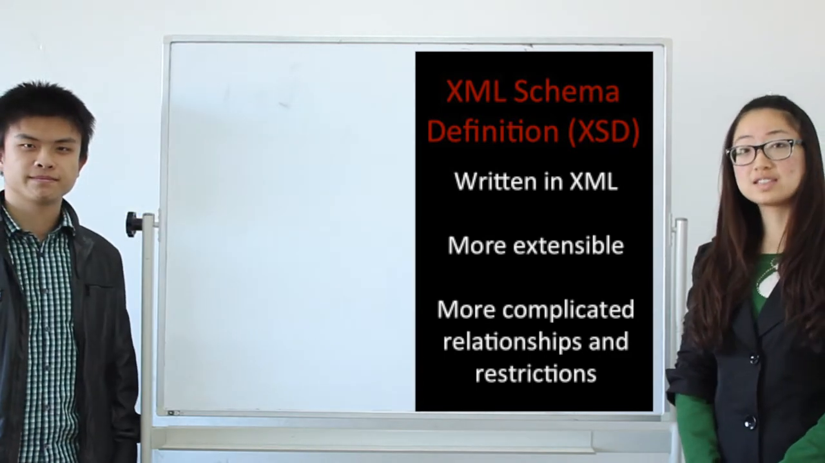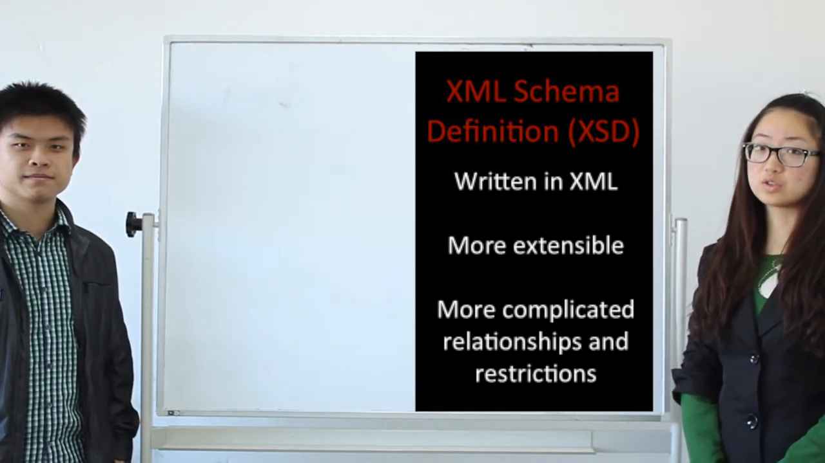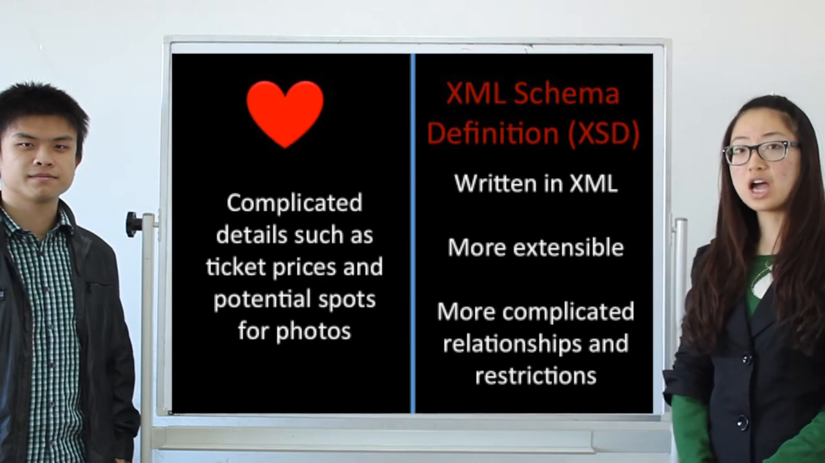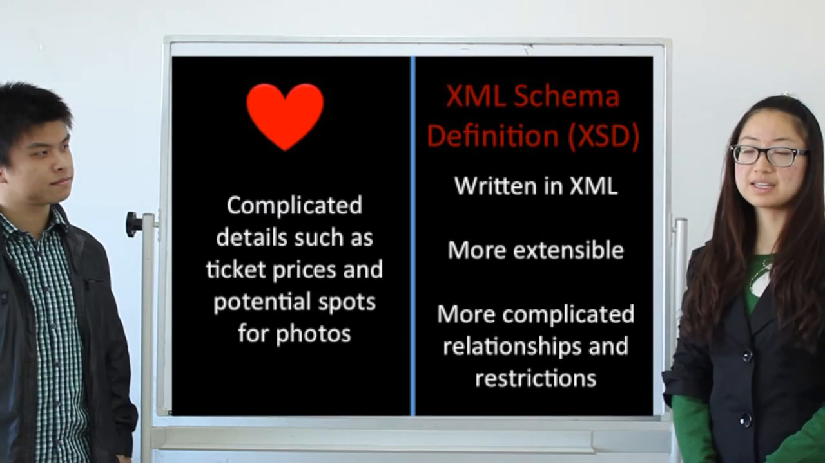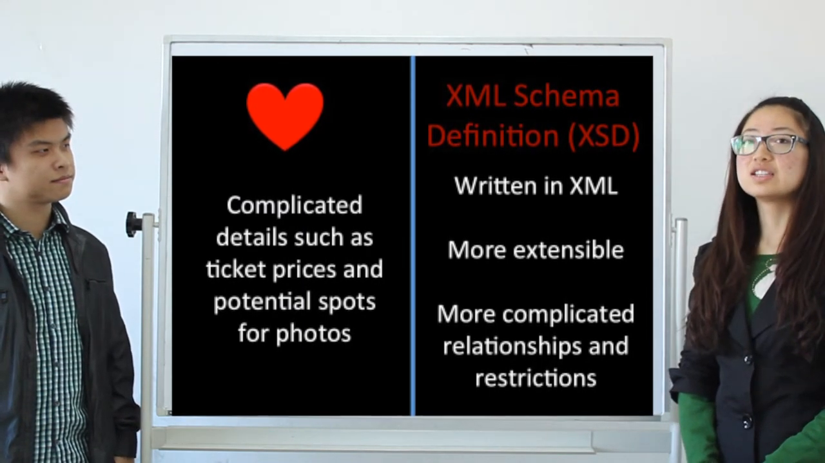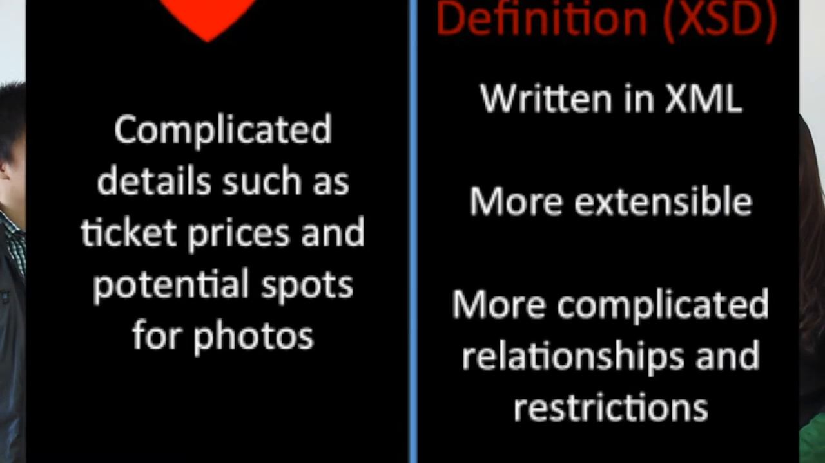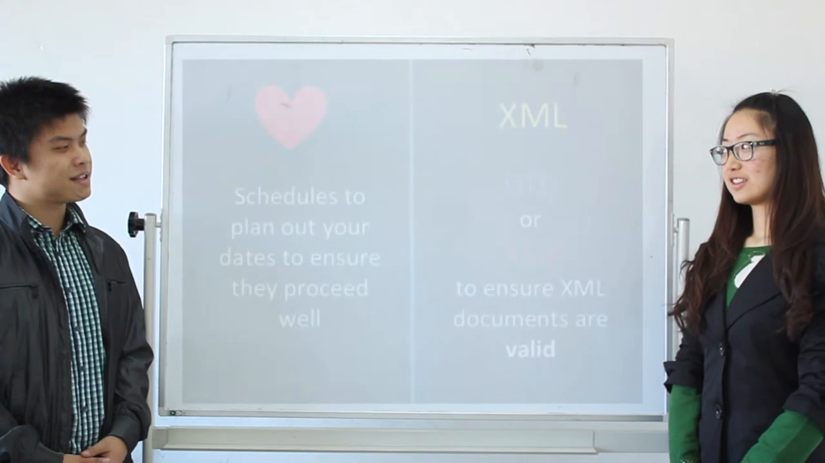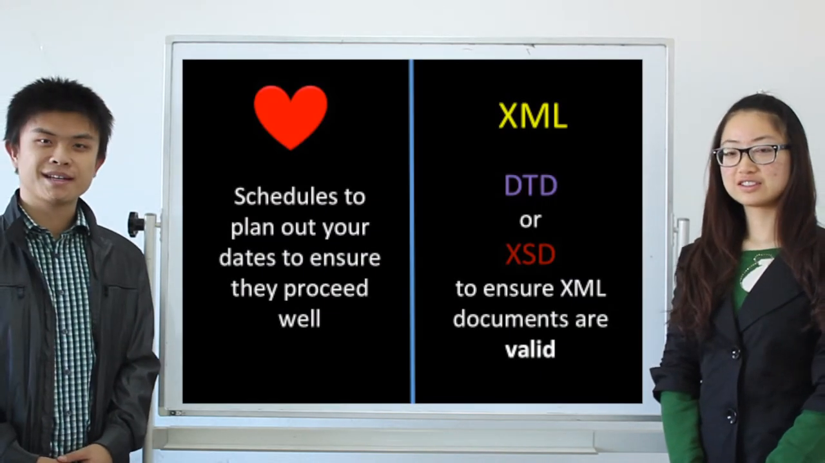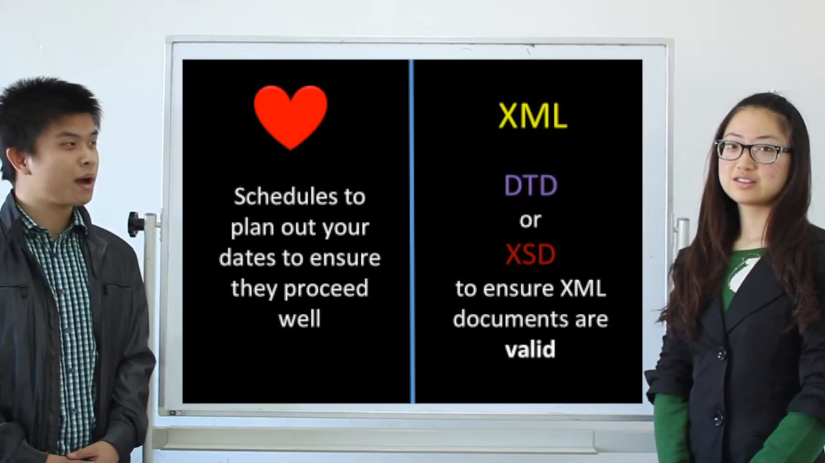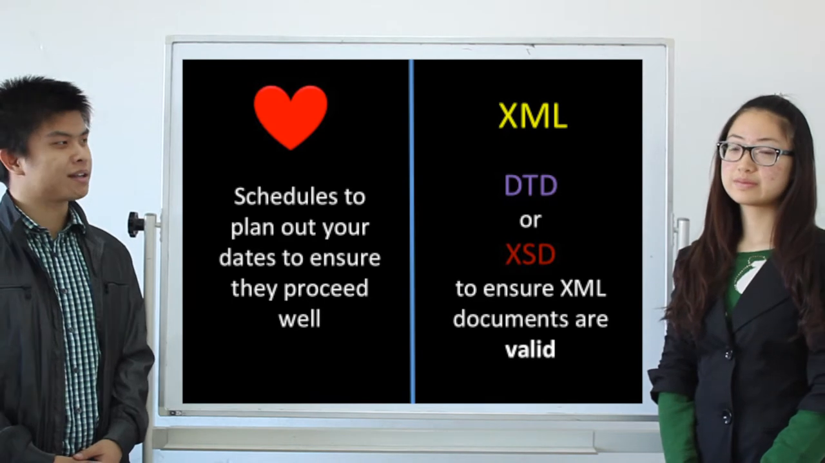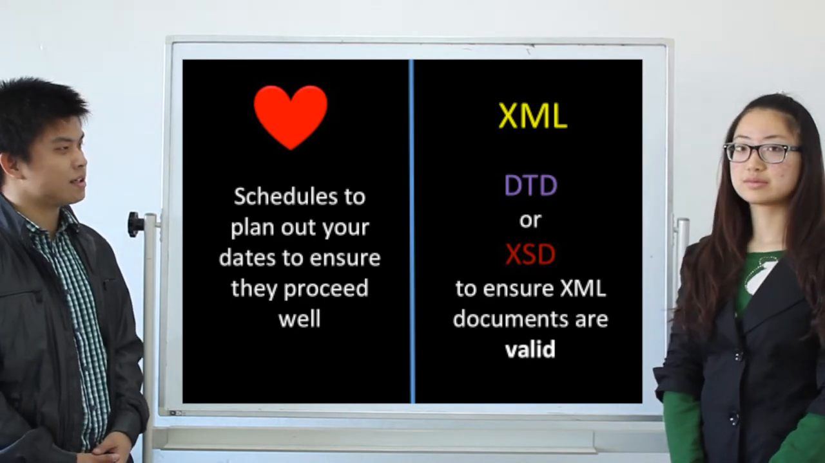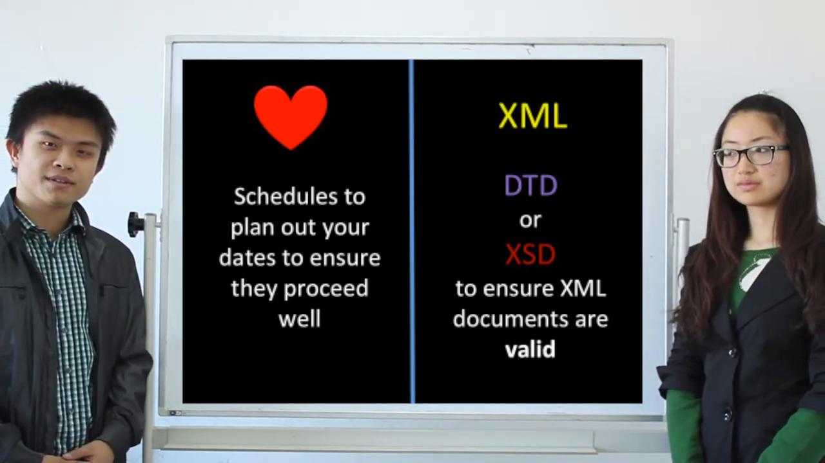So, instead of just listing the places you would go to on a date, you can also list some complicated details such as ticket prices and potential spots for photos. That's right. Just like you should use schedules to plan out your dates to make sure that they proceed well, you should use schemas like DTD or XSD to make sure that your XML documents are valid.